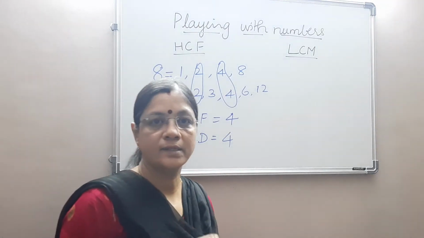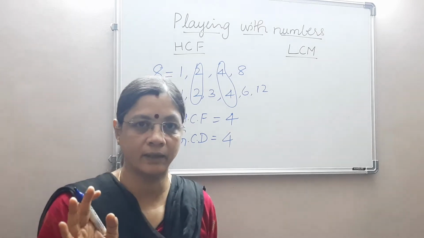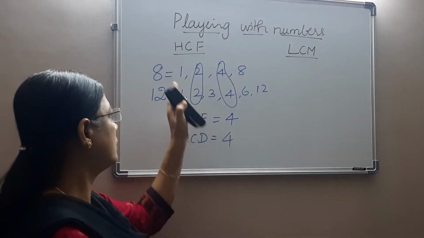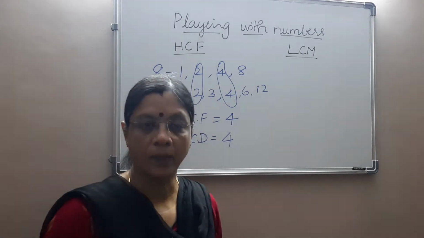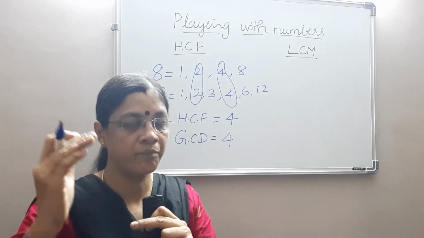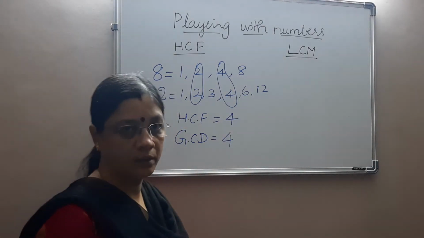So how do you say this is the highest common factor? Because 4 divides 8 and 12 exactly, and this is the highest common factor. Even 2 is a factor of both the numbers 8 and 12, but we are concerned with the highest common factor. The maximum value of the factor is 4 here.